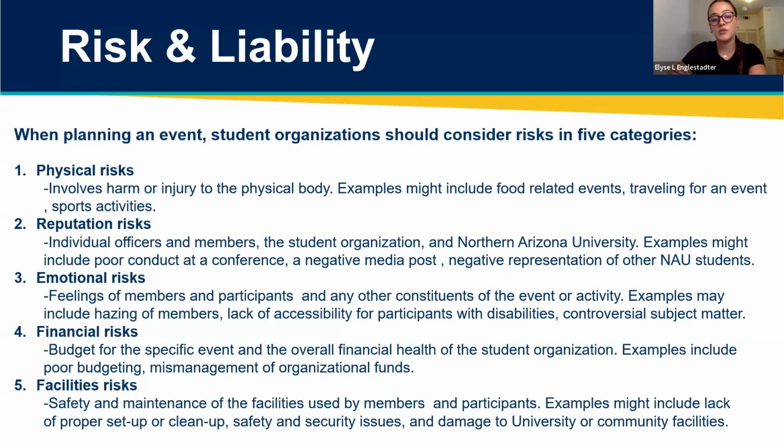There are also emotional risks. So this is when the feelings of members and participants could be harmed during the event or activity. This could include what Meredith was just talking about with hazing of members. This could also be emotional risks such as having a lack of accessibility for all participants with disabilities. This could also be just having some sort of controversial subject matter that could hurt someone's emotions or feelings at that event. So you want to always be thinking about that as well.